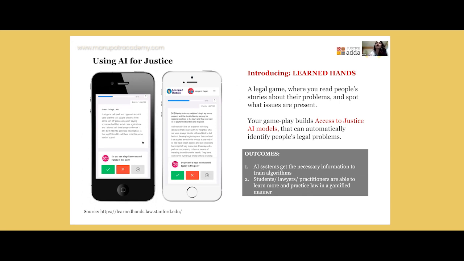some questions there. So one of the solutions that in fact people at Stanford came up with is called Learned Hands. It's essentially a legal game where the idea is to present different cases, different stories. These are from people's everyday lives. They present their problems and simple legal situations that they might find themselves in. And the idea is to basically increase access to justice through these AI models.